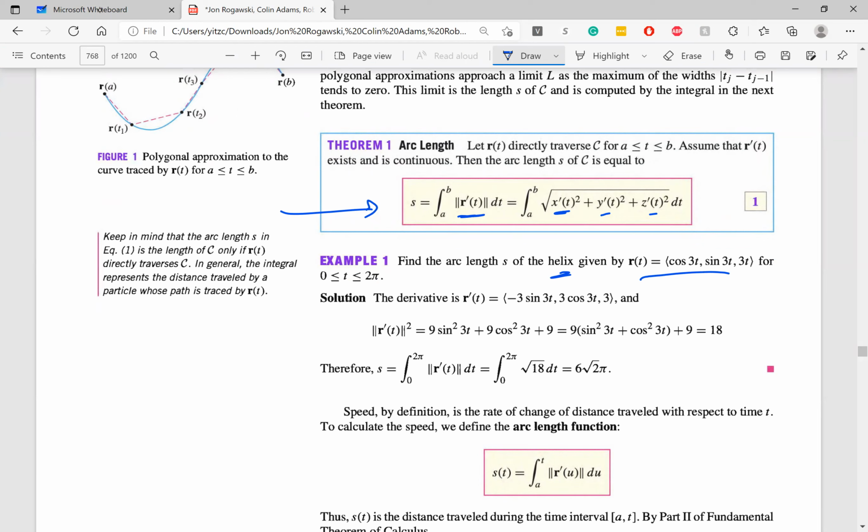and we recall that this is a helix because in the x and y direction you have cosine and sine. If you squared them, you would get 1. And so you get the circle, but then in the z direction you have 3t, and so it's going up. So it looks something like this. And they want us to find the arc length from 0 to 2 pi.